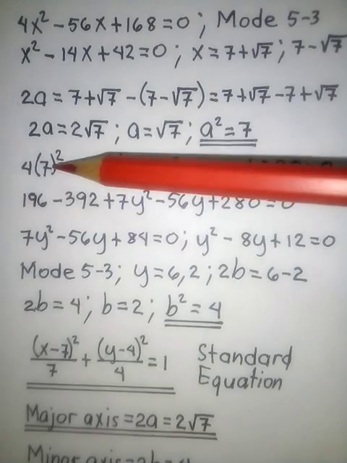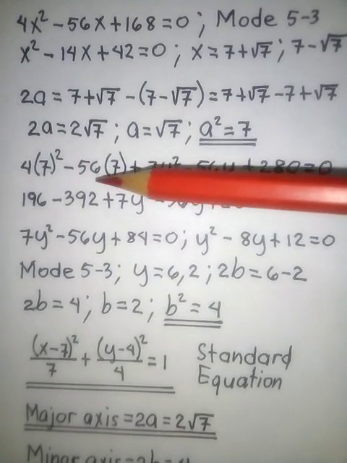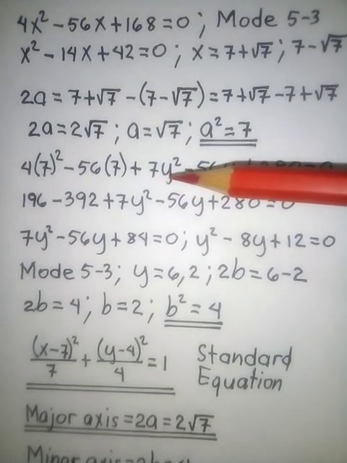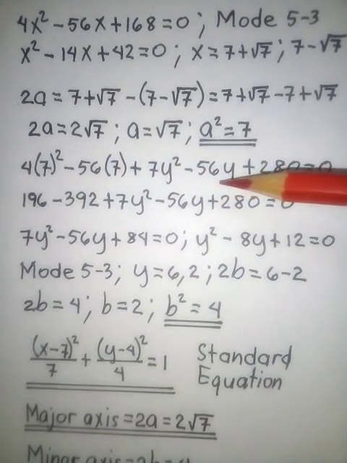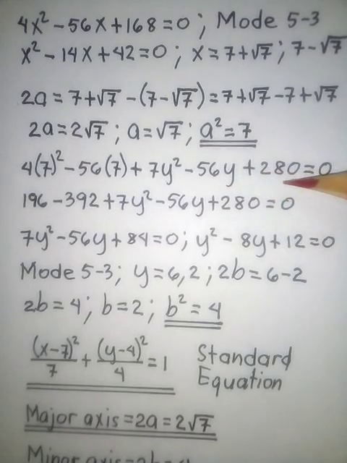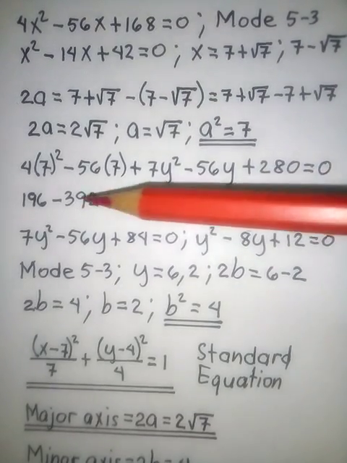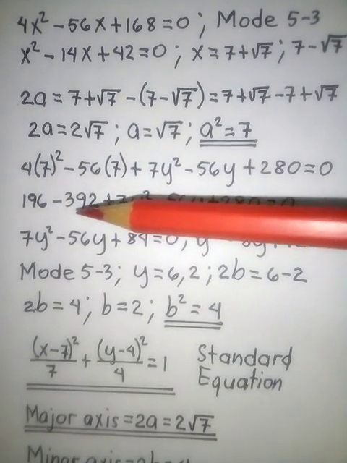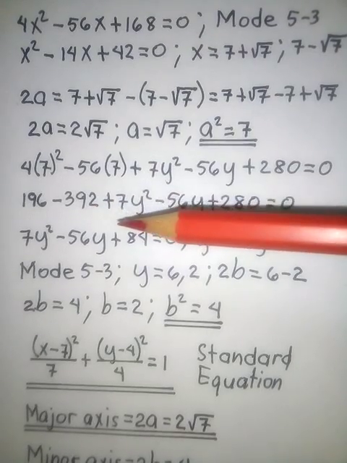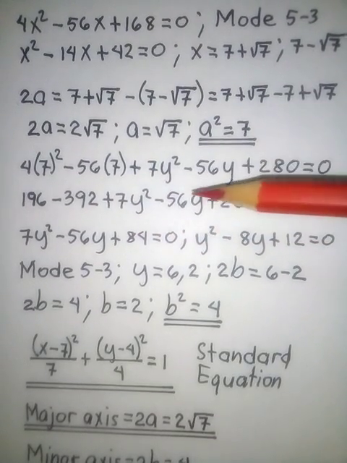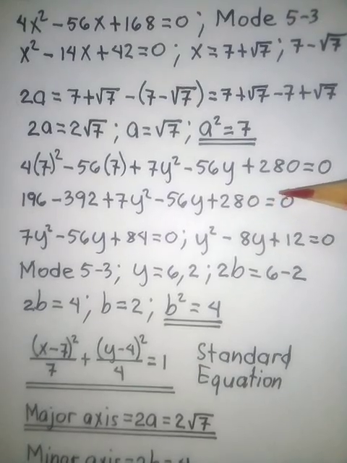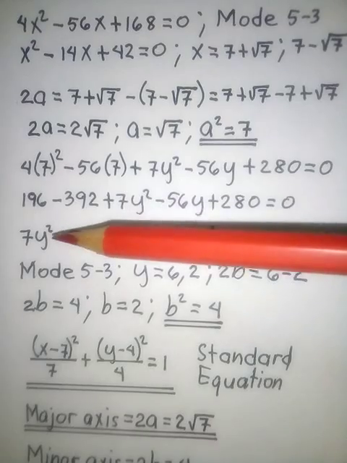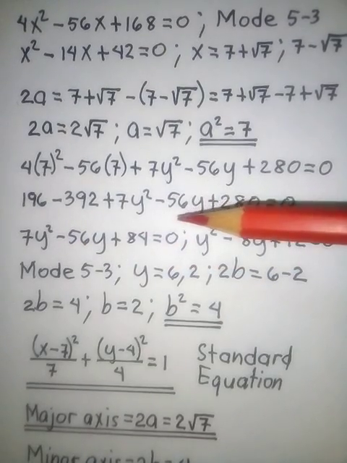So, 4 times 7 squared is equal to 196, and this one is equal to minus 392 plus 7y squared minus 56y plus 280 is equal to 0. So, we have 7y squared minus 56y, and then simplifying all the constants, we will get plus 84 is equal to 0. And then, simplifying this further, we will get y squared minus 8y plus 12 is equal to 0.